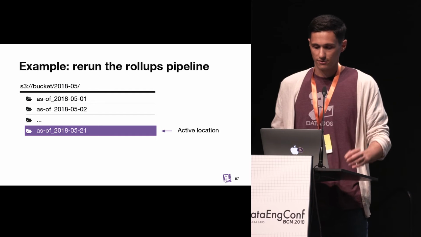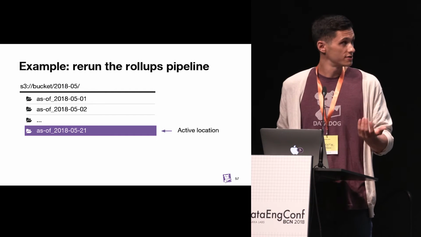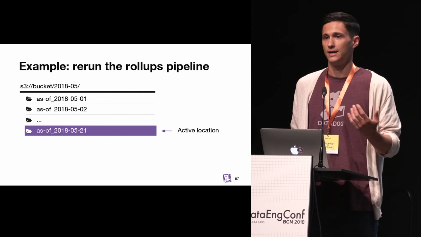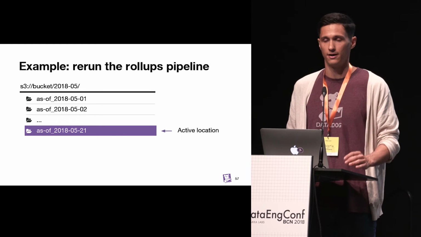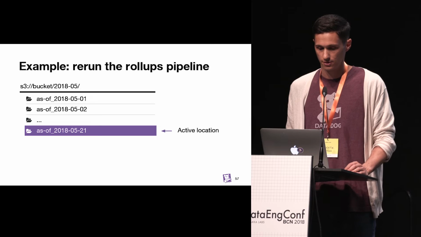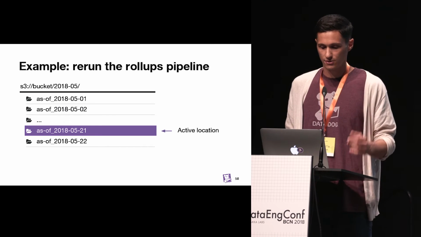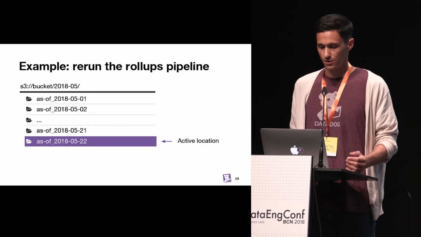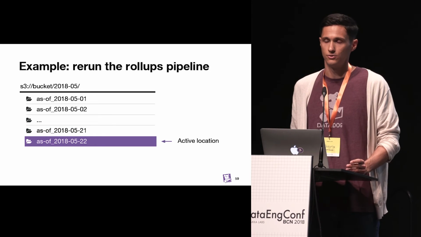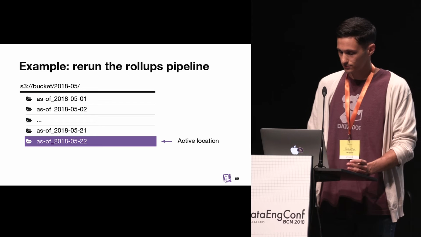And then we have this concept of active location, which is just a pointer to the latest updated data. It tells the query code what's the data that it should use for each month. So if we're on the 22nd of May, the job is going to run, it's going to write to a new location, and once it's done, it's going to switch the active location to the new version.